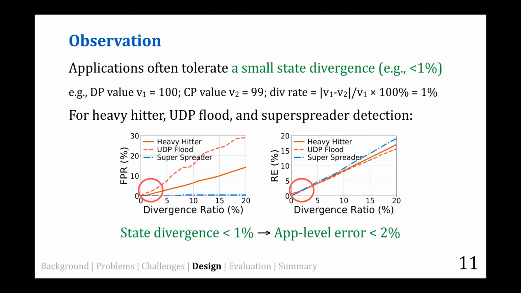According to our experiment, for the selected 3 applications, a state divergence of less than 1% only leads to an application-level error of 2%. Such a small error is acceptable.